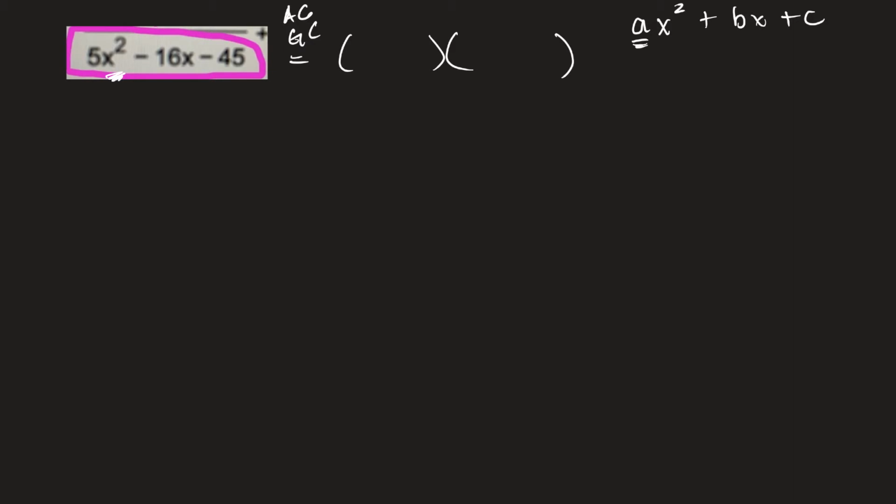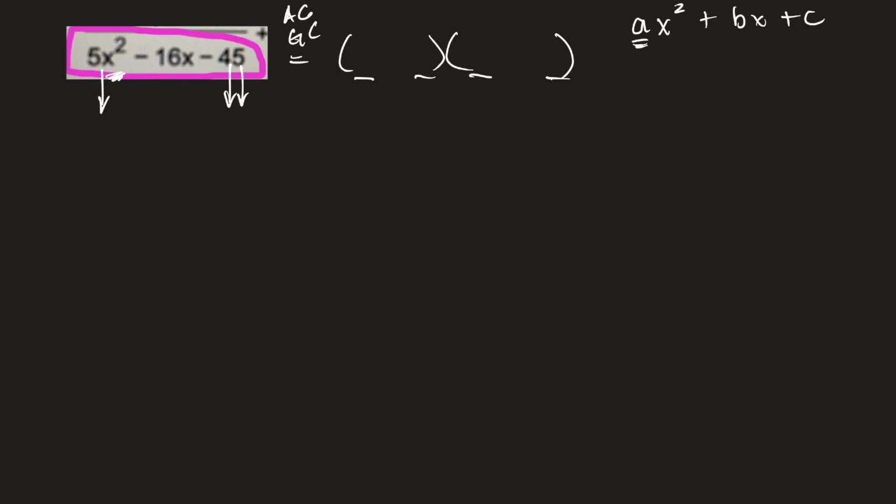The key thing with guess and check is this number and this number. What you're looking for are options. You're guessing options that'll work with 5x squared and options that'll multiply to give you 45. The options for the 5x squared go in the first two slots, and the options for the 45 go in the last two slots. Then you multiply out to see if you come up with a negative 16. That's what you're checking.